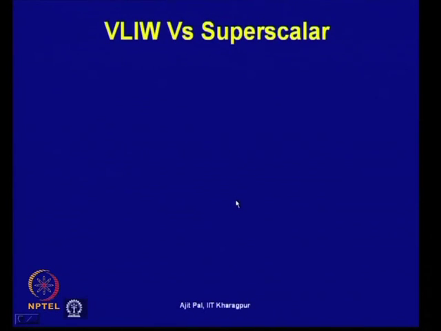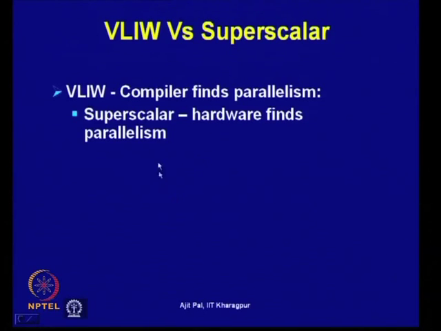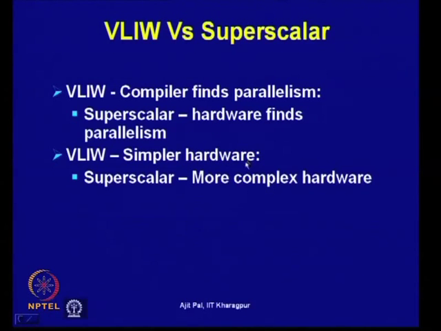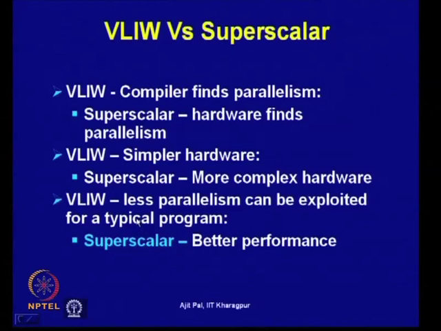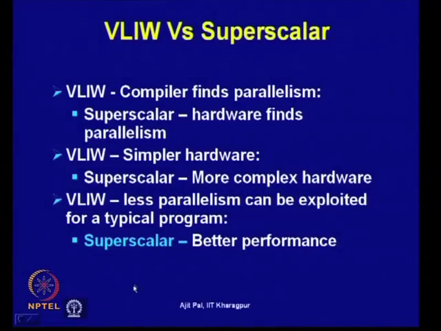Now, here is some comparison between the VLIW and superscalar processor. We have seen that in case of VLIW, the compiler finds the parallelism, while in superscalar, hardware finds the parallelism. So, VLIW has simple hardware, and superscalar will require more complex hardware. But one important point you should notice is that VLIW can exploit less parallelism, because parallelism is extracted with the help of a compiler, and the compiler cannot identify all the parallelism present in the program at compile time. On the other hand, since it is done by hardware in the superscalar processor, at run time it can identify more instruction level parallelism. As a result, superscalar gives you better performance.